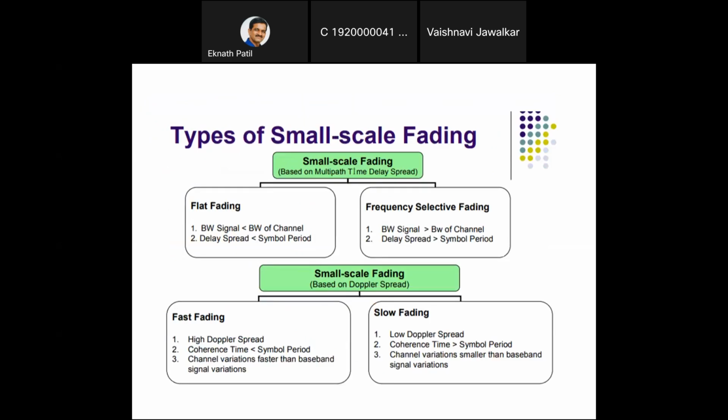Types of channel fading. Small signal fading is based on the multipath time delay spread and on the Doppler spread. Based on time delay spread, it has two types: flat fading and frequency selective fading. In flat fading, the bandwidth of the signal is less than the bandwidth of the channel, and the delay spread is less than the symbol period. In frequency selective fading, the bandwidth of the signal is greater than the bandwidth of the channel, and the delay spread is greater than the symbol period.